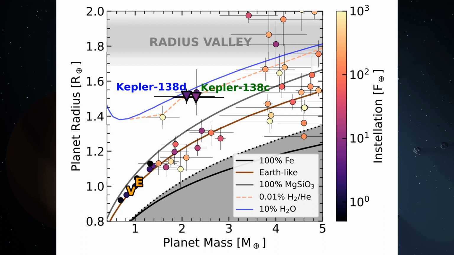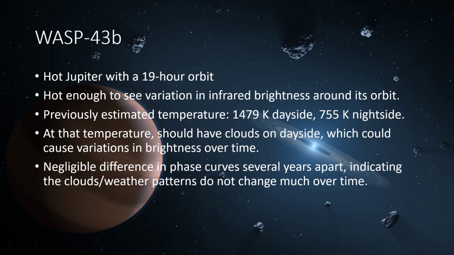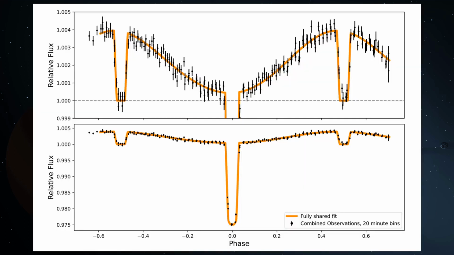I don't talk a lot about hot Jupiters because they're kind of the low-hanging fruit of planet characterization, but there was an interesting paper on WASP 43b. And this is a hot Jupiter that has been relatively well mapped out with telescopes. It's hot enough to see the variation in infrared brightness from day side to night side, and we can model that as having a day side temperature about twice as high as the night side.